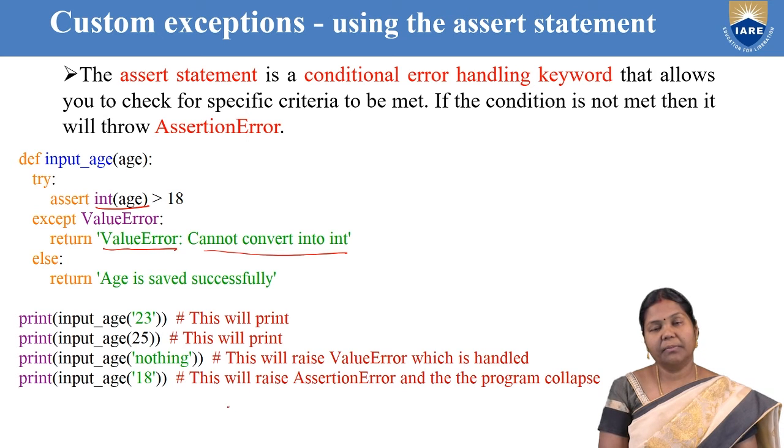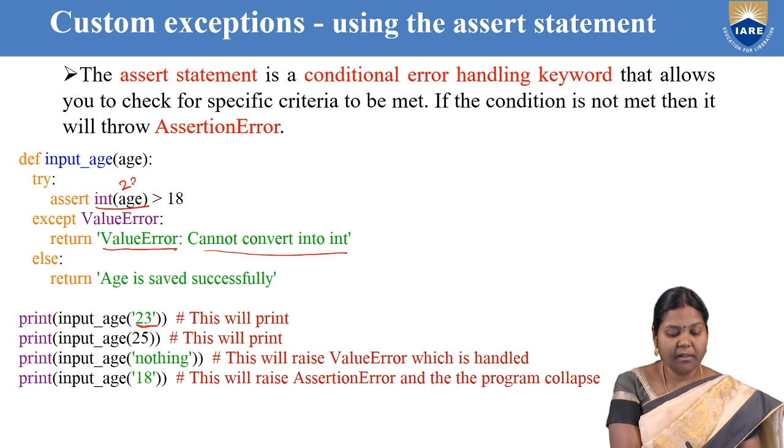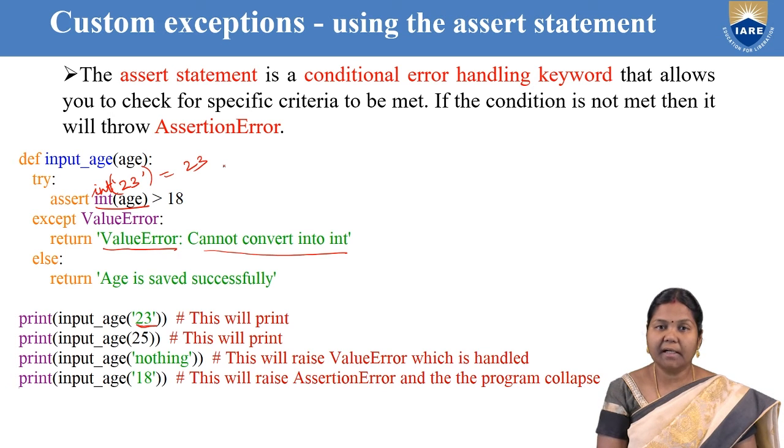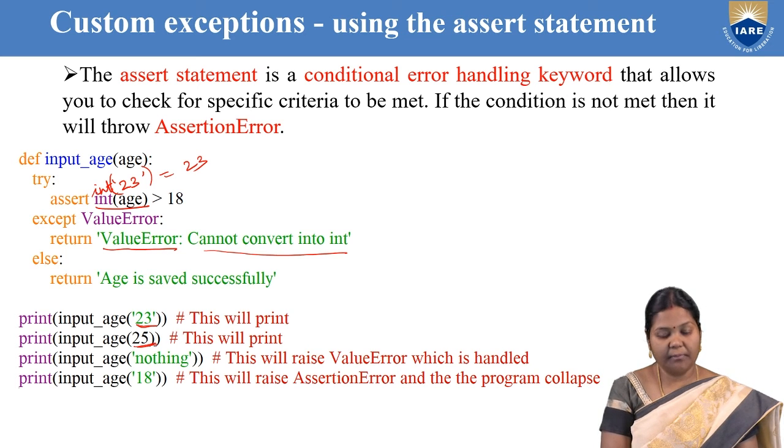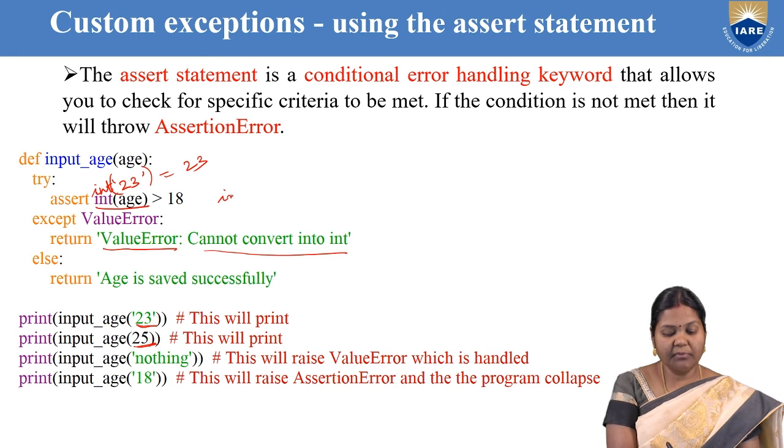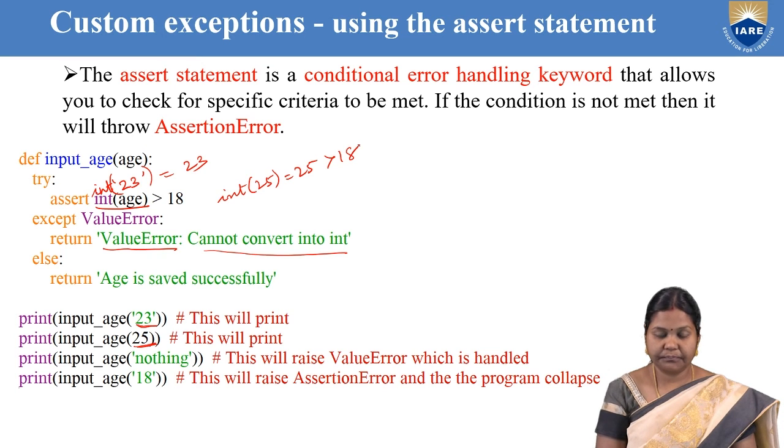So how will the AssertionError be generated? Let us see through different test cases. For example, first of all, I am passing one string, 23, to the input age function. So this will print. Why? Because the age 23 will be converted here into integer 23. So int of 23 converts this into integer 23, and 23 is greater than 18, so it will print. Now, whenever you pass age 25, then integer of 25 is 25 only. So 25 is greater than 18, so there is no error.